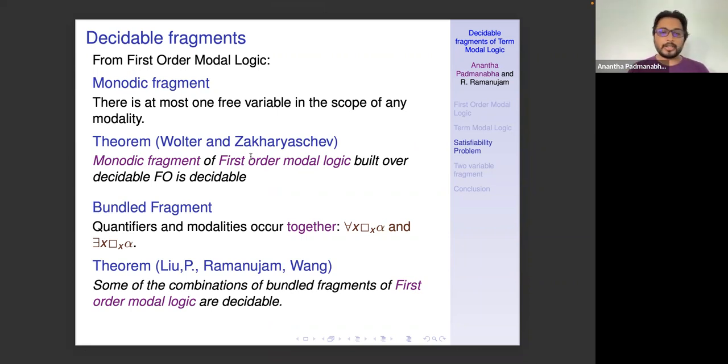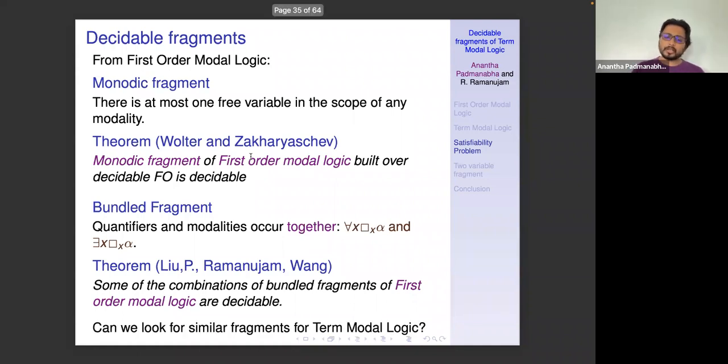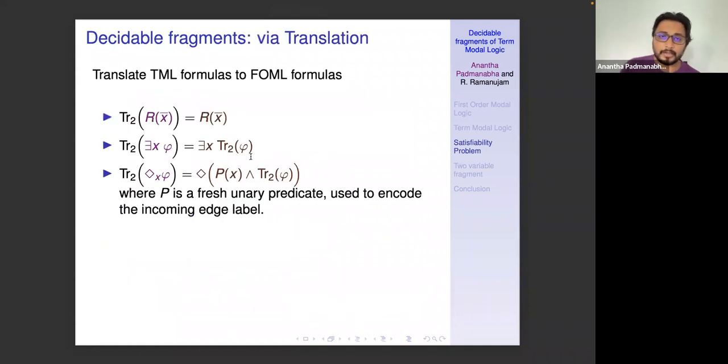Now we can ask naturally, are there decidable fragments in such a spirit for term modal logic? And it turns out that yes, and the result in fact can be given in a general way, in the sense that we can translate term modal logic into first order modal logic, and this is how you would do it. So you don't change anything for predicates or any other symbols. The only problem that we would have is for this diamond x phi, right? Because this is not there in the syntax of first order modal logic, but you can change it into diamond t of x and recursively translate phi.